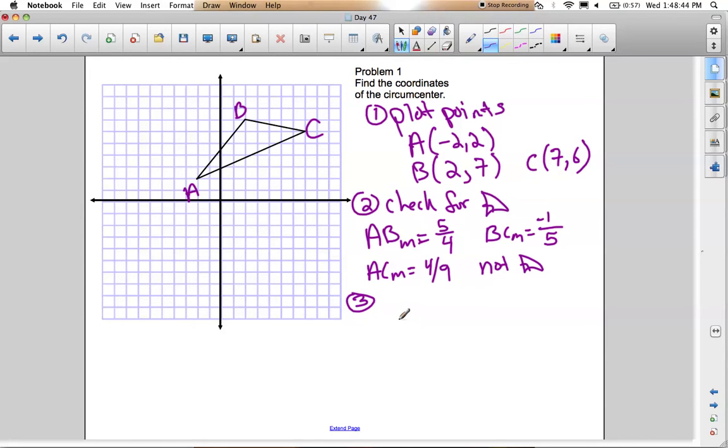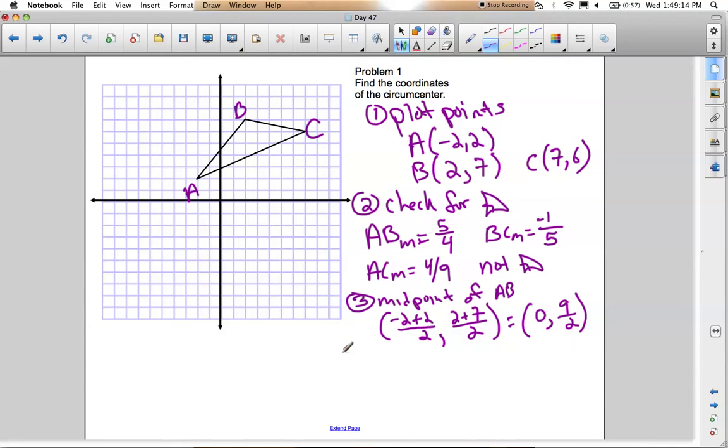Okay? We need to find, now, step 3, the midpoint of AB. So using AB, I find my midpoint. -2 plus 2 over 2. Okay, and then I go with 2 plus 7 over 2, which equals 0, 9 over 2. So there's my midpoint.